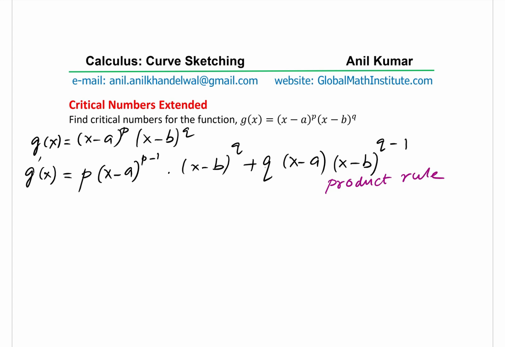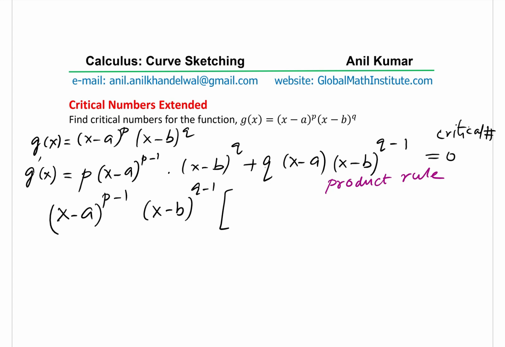Now the critical number is when this derivative is 0. So let's equate it to 0 to find the critical number. Perfect. So now to analyze this, we should factor. We can write this as we have x minus a to the power of p minus 1 as a common factor. We have x minus b to the power of q minus 1 as a common factor.